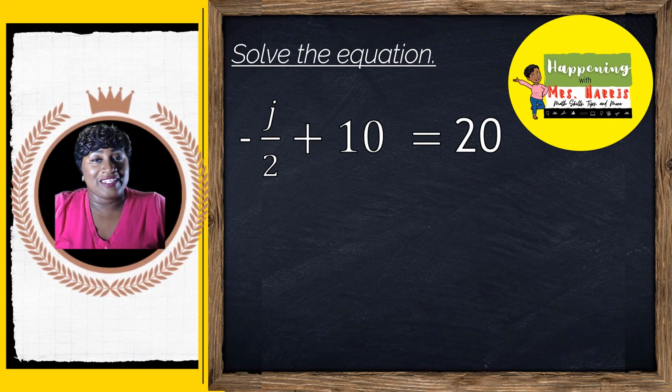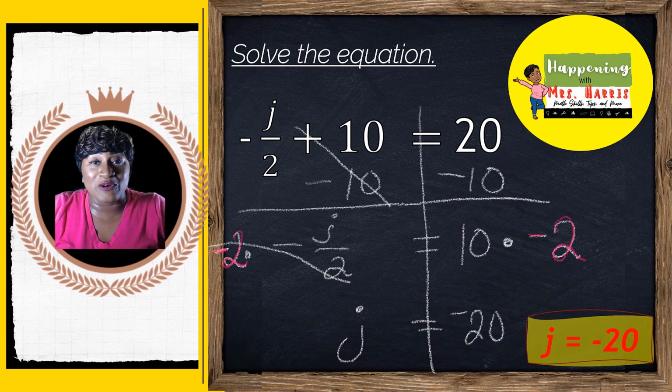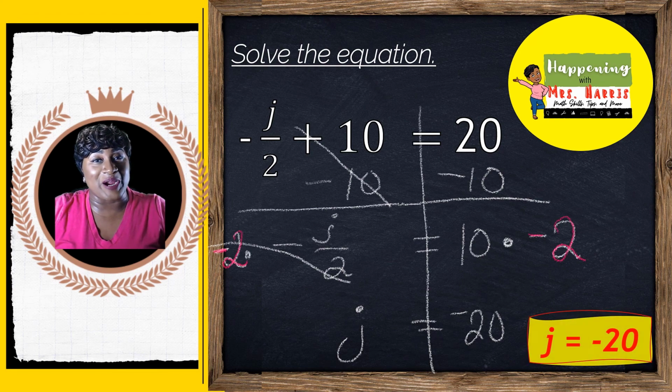All right, let's check our work. Your solution for this equation should have been j equals negative 20. How did you do? Did you get it correct? Fantastic! Now check your work.